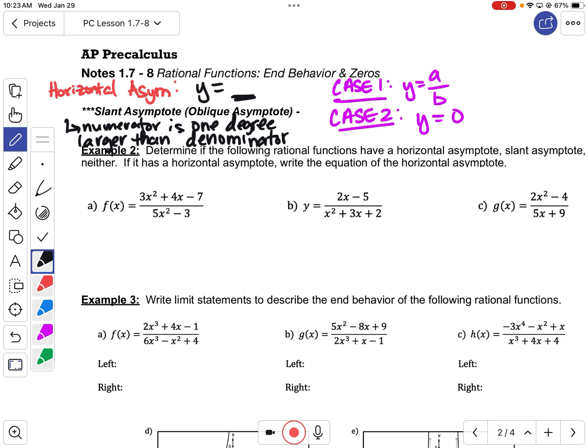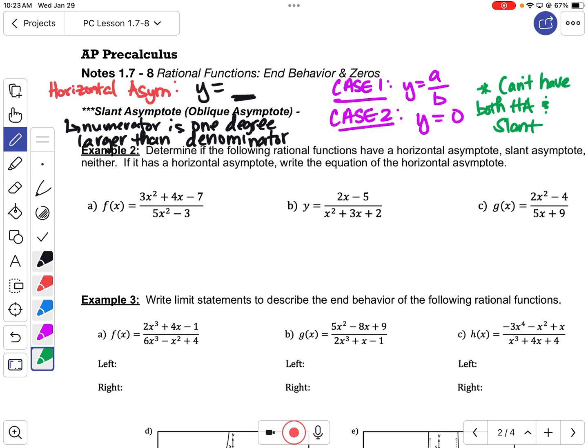We'll talk about how to find it in a couple of days. All right, right now we just need to know if it exists, all right? And then make yourself a note over here, all right? Can't have both horizontal and slant. Okay, they are independent of each other. Or I guess they're dependent on each other, I guess is the best way to say that.